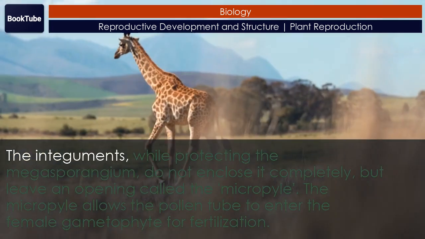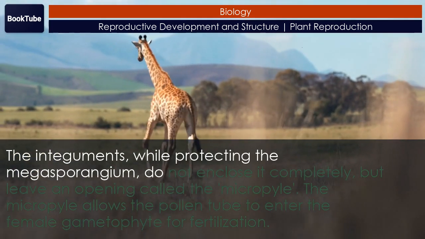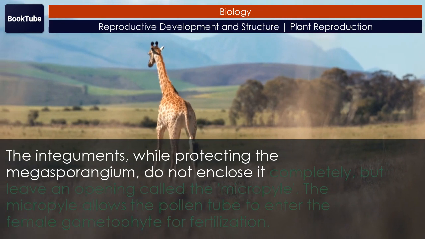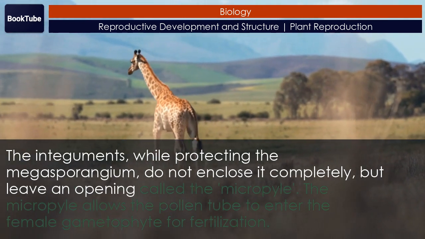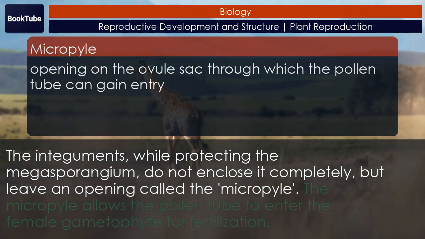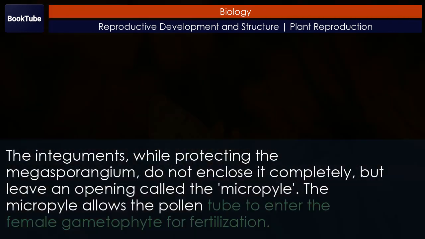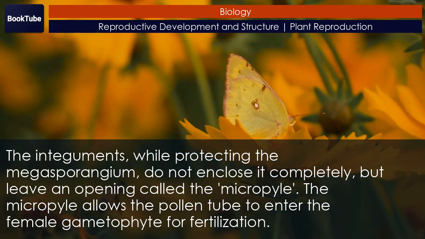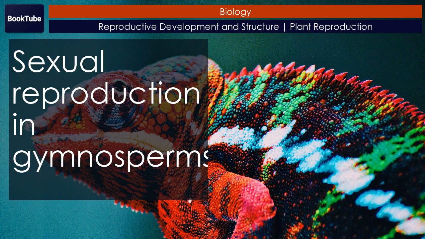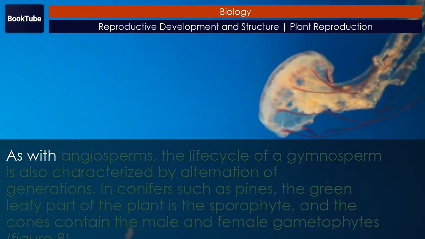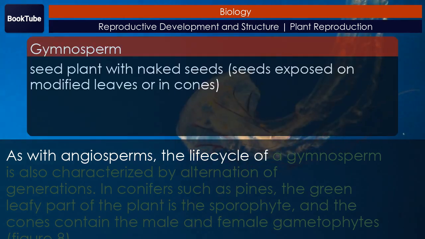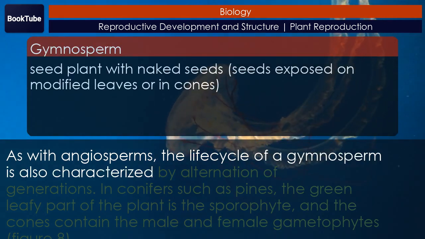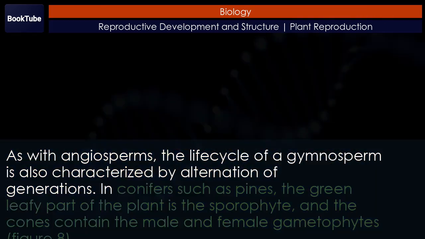The integuments, while protecting the megasporangium, do not enclose it completely, but leave an opening called the micropyle. The micropyle allows the pollen tube to enter the female gametophyte for fertilization. Sexual reproduction in gymnosperms. As with angiosperms, the life cycle of a gymnosperm is also characterized by alternation of generations.